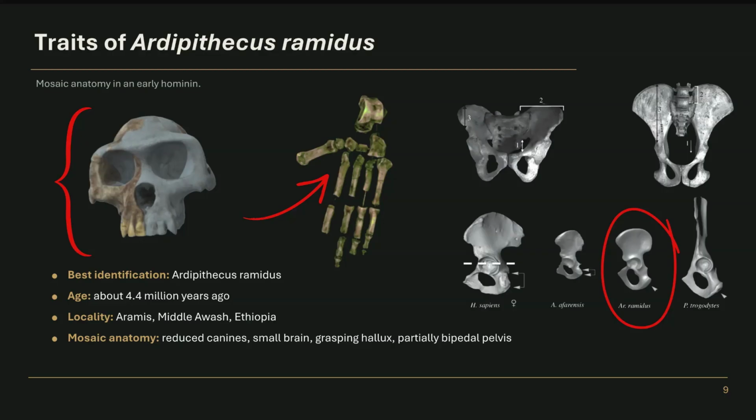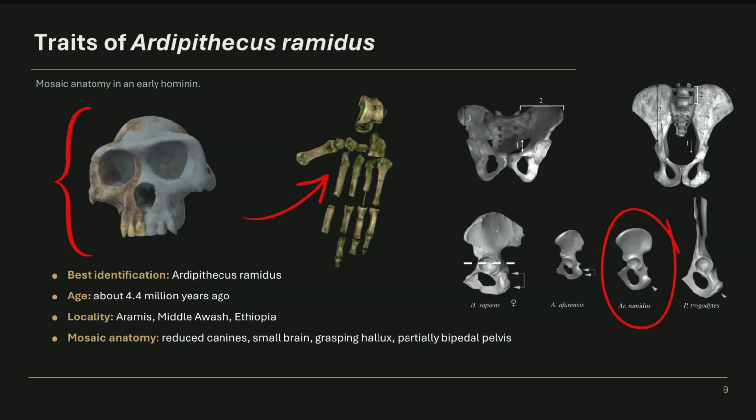Different anatomical systems preserve different evolutionary signals. The dentition supports hominin affinity through canine reduction. The cranium preserves a small brain and prognathic face, traits that remain primitive relative to later hominins. The foot retains a divergent hallux, indicating grasping ability and arboreal competence. The pelvis shows reorganization relevant to upright walking.